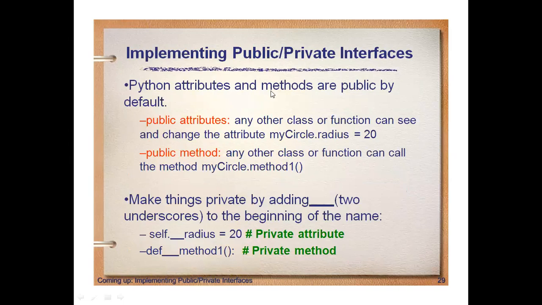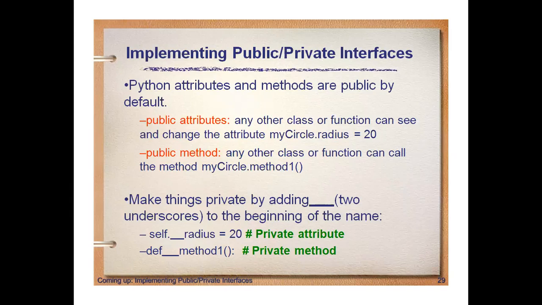The methods and attributes in Python are public by default. Please remember that attributes and methods are public by default. In Java, something else, or in C++, something else was there. Right? Public attributes, any other class or function can see and make changes. Suppose for an object, the attribute radius has some value 20. Some person came into my class and changed that 20 to 40. That is entirely open to them. Public method, anyone can call my method like this.